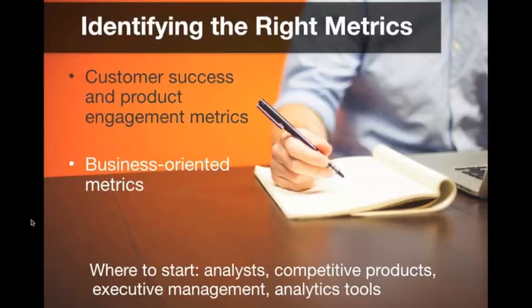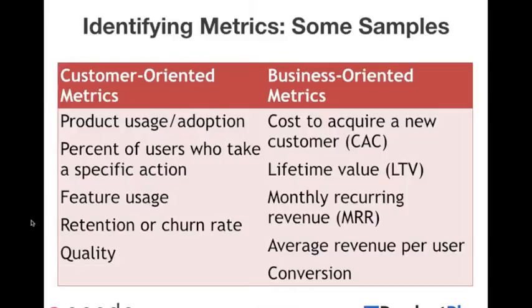So for example, we might have some customer success and product engagement metrics. So these are things like product usage and adoption, percentage of users who take a specific action, that sort of thing. And then you can have these business-oriented metrics that are often financially related. For example, the cost to acquire a new customer or the lifetime value of a customer. So they're the bigger picture metrics that don't tie back to specific customer actions, but really point to the success overall of the business or the product.